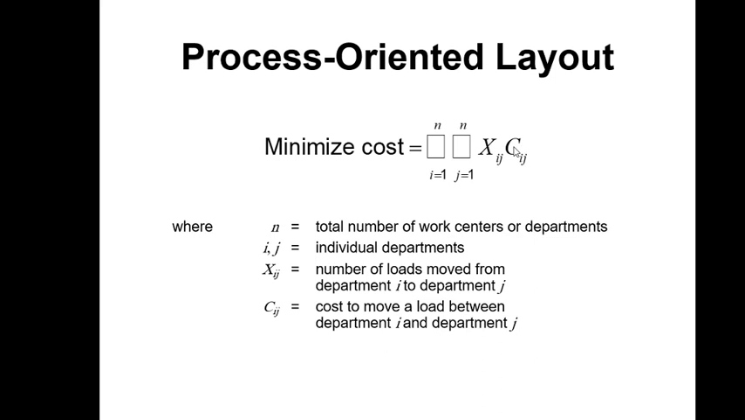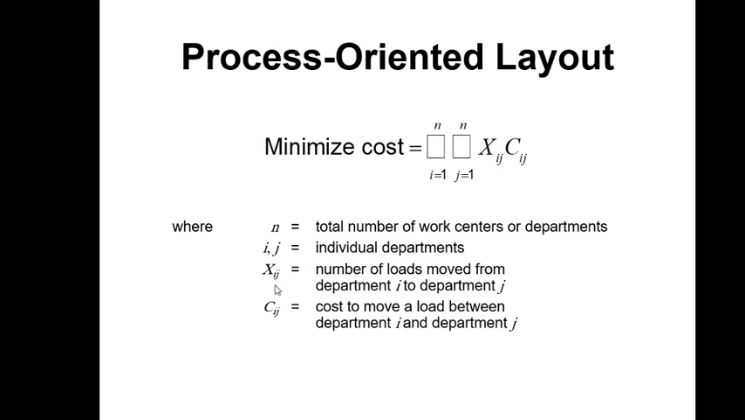Now what is n? N is the total number of work centers or departments. So if we are solving a problem with 5 departments, n will be equal to 5. If it is 6 departments, n will be 6, and so on. I and j are only symbols used for departments, in order to differentiate between departments. When we say i and j, it means department i and department j.